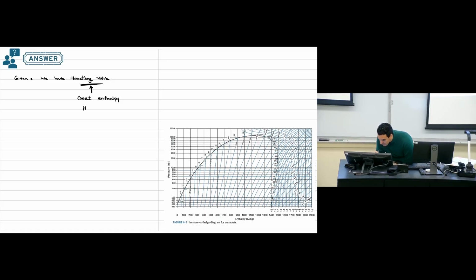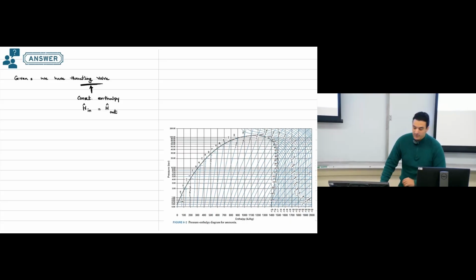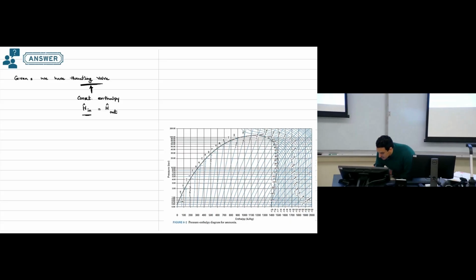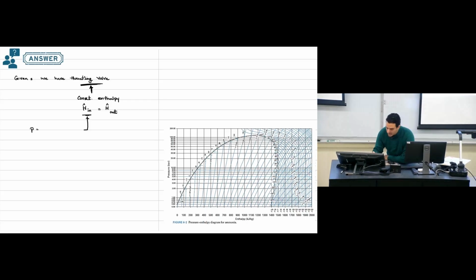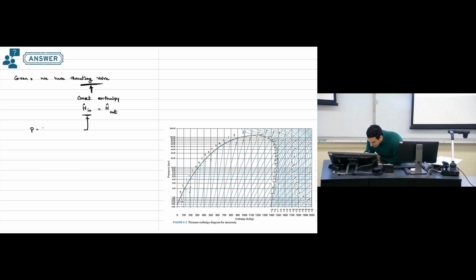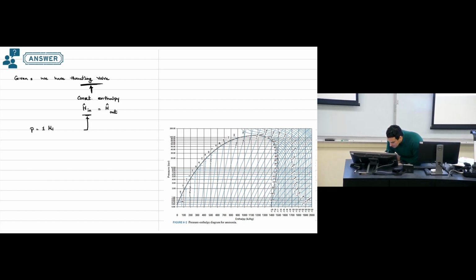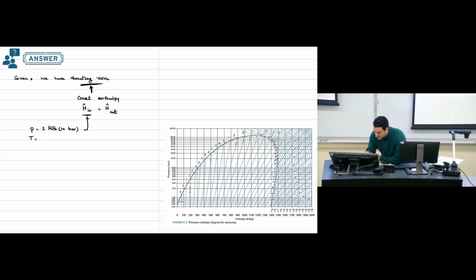So this means enthalpy of the inlet to this valve equals enthalpy of the outlet to this valve. And for the inlet, I have given information. So for the inlet, I know that the pressure of the inlet is 1 megapascal, which is equivalent to 10 bar. The temperature is 30 degrees Celsius. This is also given.